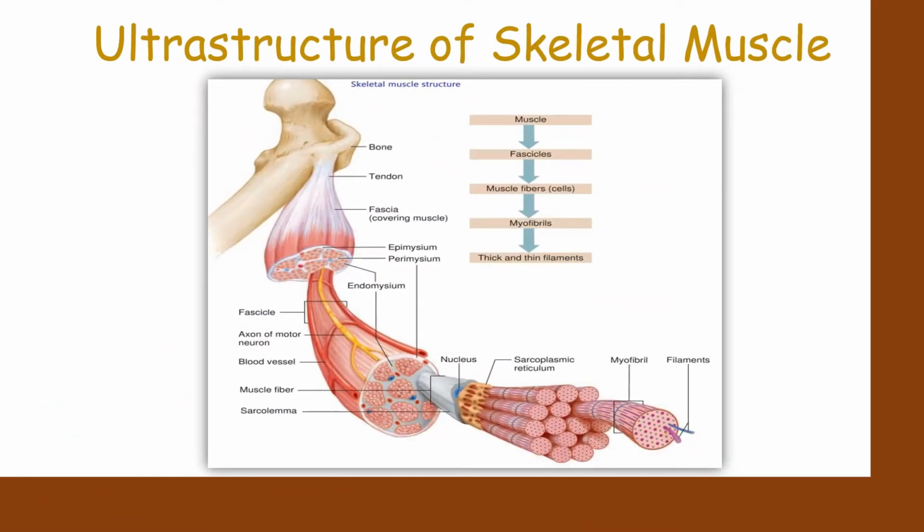Today we will discuss the ultrastructure of skeletal muscle. Although bones provide leverage and form the framework of our body, they cannot move body parts by themselves. Motion results from the alternating contraction and relaxation of muscles. We know that muscles make up nearly 40 to 50% of total adult body weight.